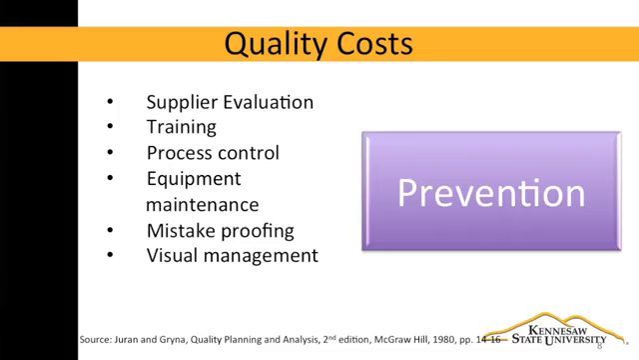The final quality cost is prevention. These costs are often one-time instead of ongoing costs. We may spend money to do capability studies, process control, and training. We can also use lean tools like mistake proofing and visual management to prevent errors and defects.